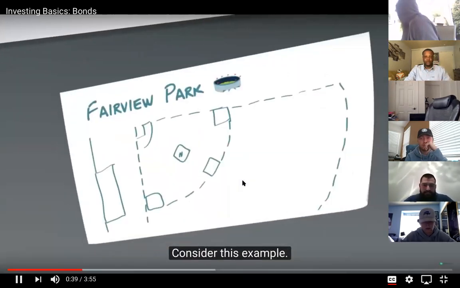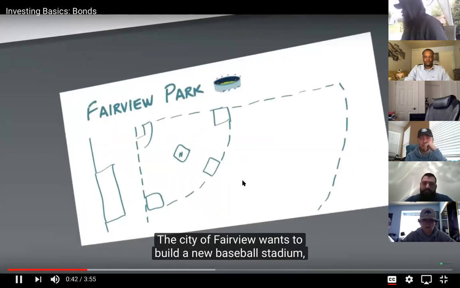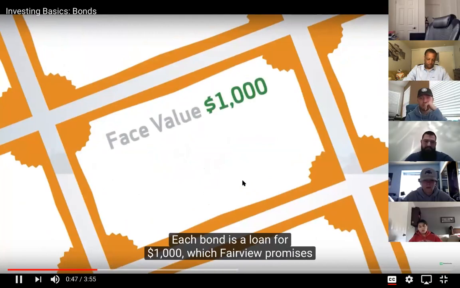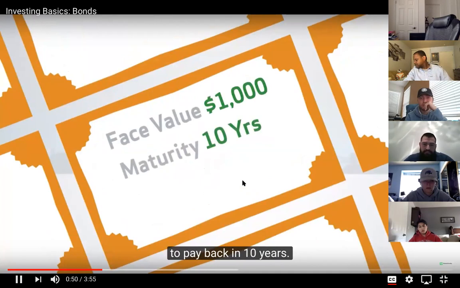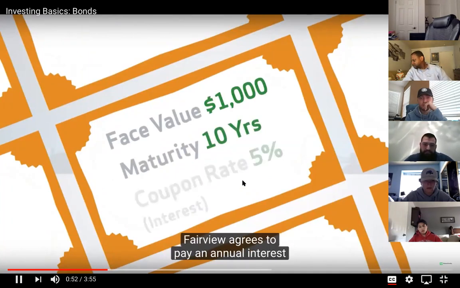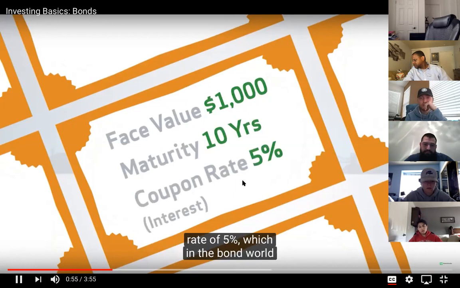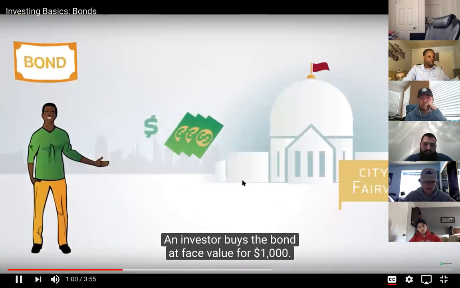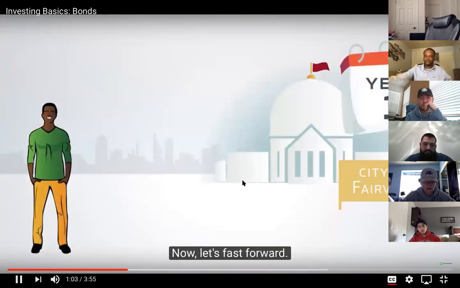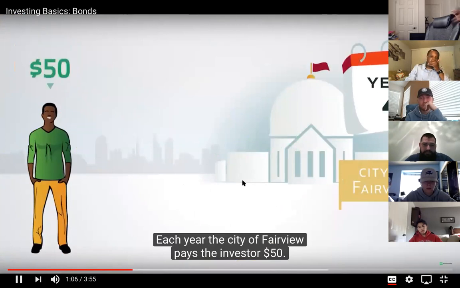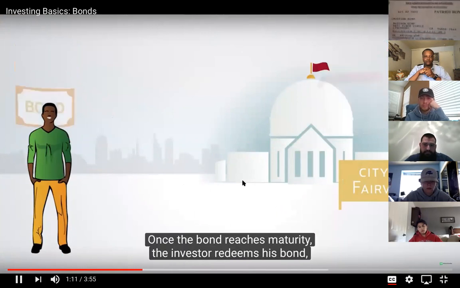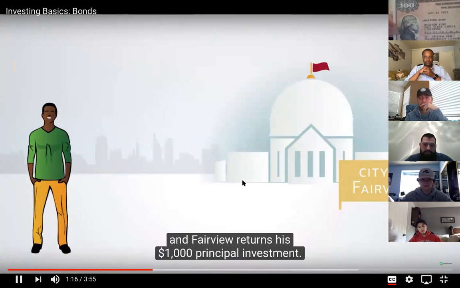Consider this example. The city of Fairview wants to build a new baseball stadium, so it decides to issue bonds to raise money. Each bond is a loan for $1,000, which Fairview promises to pay back in 10 years. To make this loan more attractive to investors, Fairview agrees to pay an annual interest rate of 5%, which in the bond world is also known as a coupon rate. An investor buys the bond at face value for $1,000. Now, let's fast forward. Each year, the city of Fairview pays the investor $50. These regular interest payments continue for the length of the bond, which is 10 years. Once the bond reaches maturity, the investor redeems his bond, and Fairview returns his $1,000 principal investment.